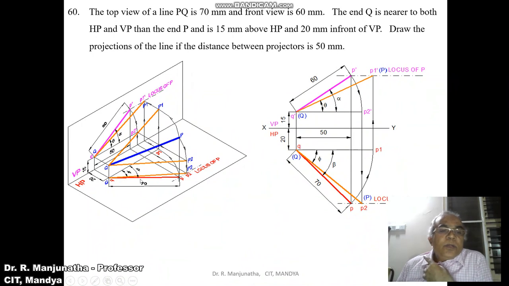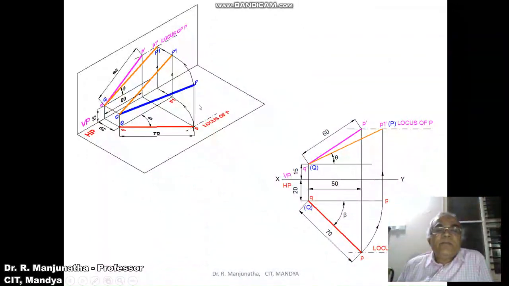So this is how, and the inclination made by this with respect to VP is phi, that is the true inclination, and the true inclination with respect to HP is theta, and the apparent inclination with respect to HP is alpha, and the apparent inclination with respect to VP is beta. So this is how you will be able to analyze this problem in 3 dimensions. Now we are going to take this up step by step.